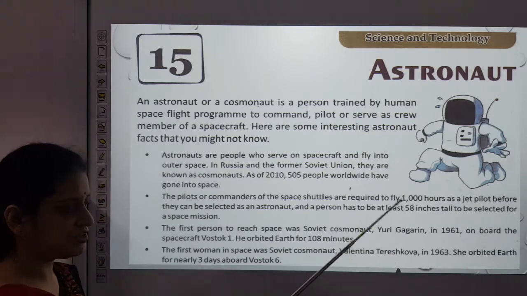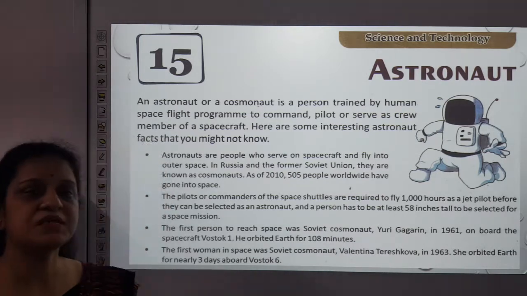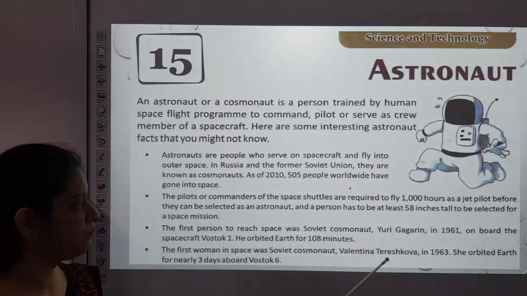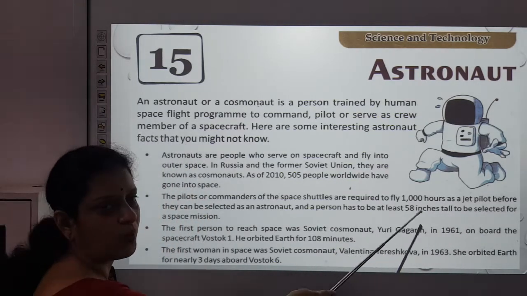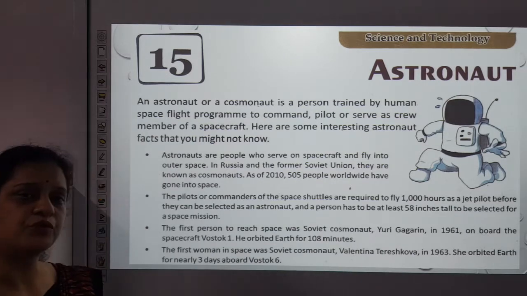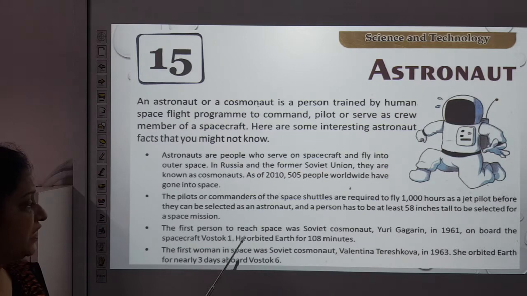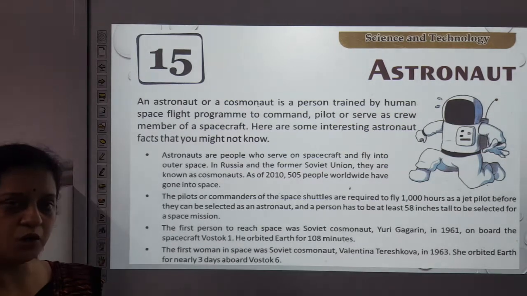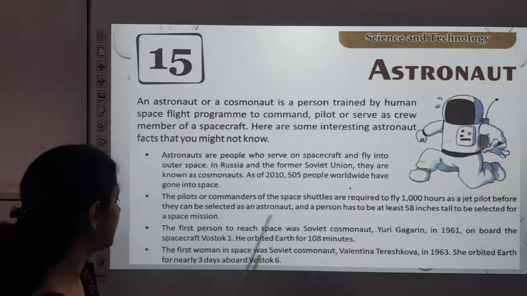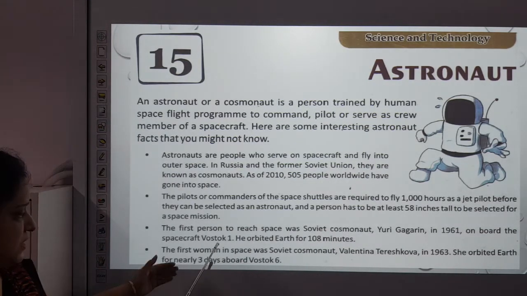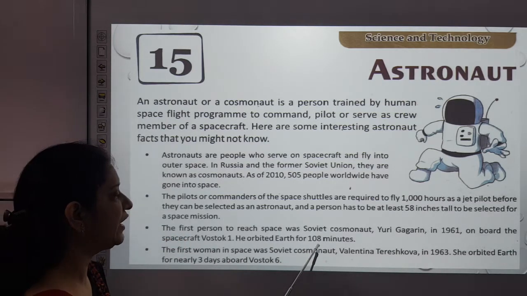This is a training which they have to take, and a person has to be at least 58 inches, means 4 feet 10 inches tall to be selected for a space mission. This height is required. Next, the first person to reach space was Soviet cosmonaut, you all know, Yuri Gagarin in 1961 on board the spacecraft Vostok 1. He orbited Earth for 108 minutes.